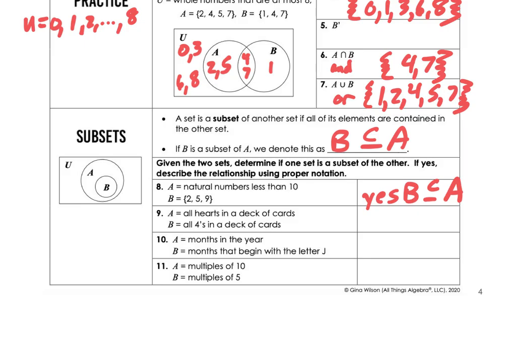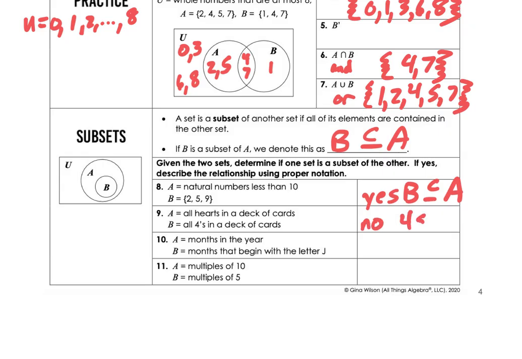Okay, number 9 is kind of tricky. If I just said 4's in a deck, and on here I gave you all of the cards in a deck, then I could say that 4's are a subset of the entire deck. But here we're looking at all hearts. So are all the 4's in a deck a subset of just the hearts? Well, no, right? We do have a 4 of hearts in a deck of cards. But what about the 4 of spades or the 4 of clubs? Those are not part of that same subset. So on this one, we would say no.